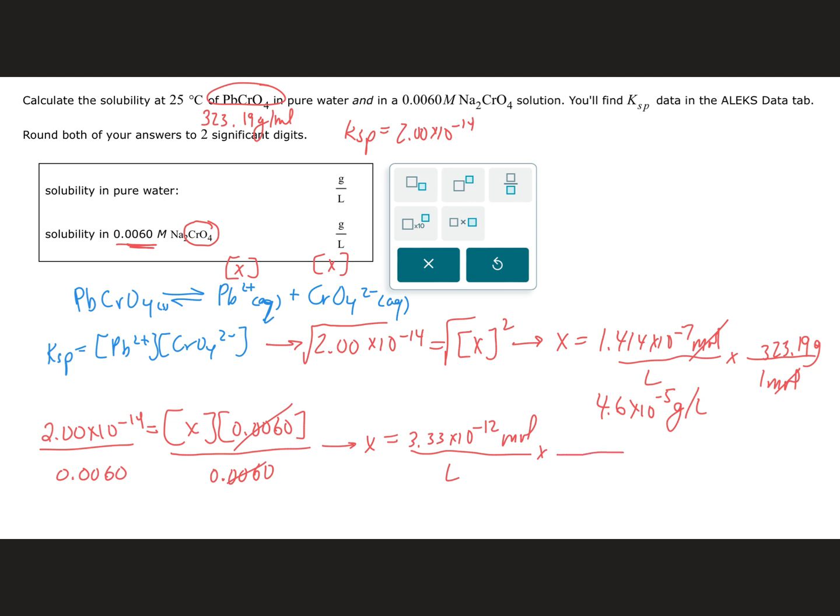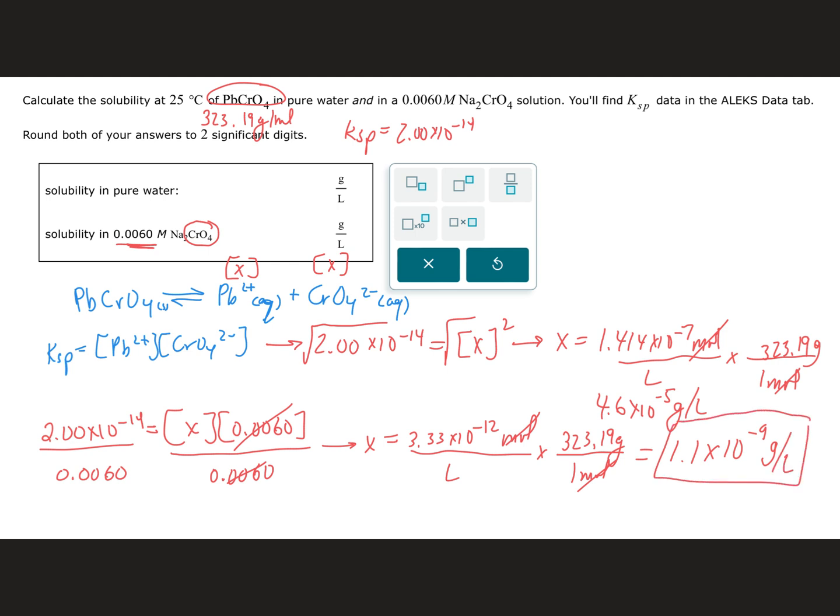All right, the last step would be the same. We know for every 1 mole, 323.19 grams. So we multiply, and I get a solubility of about 1.1 times 10 to the minus 9 grams per liter.